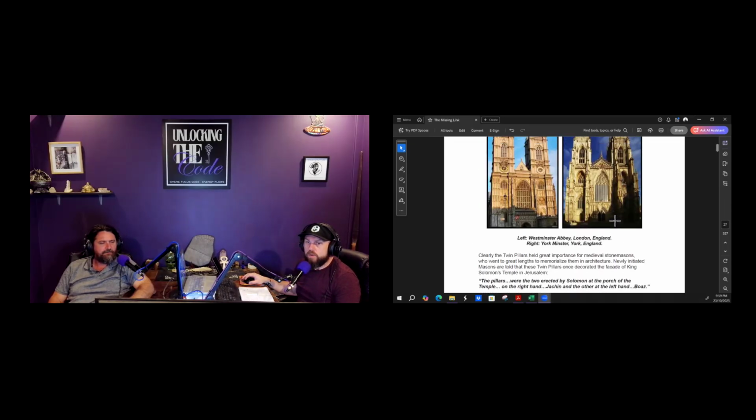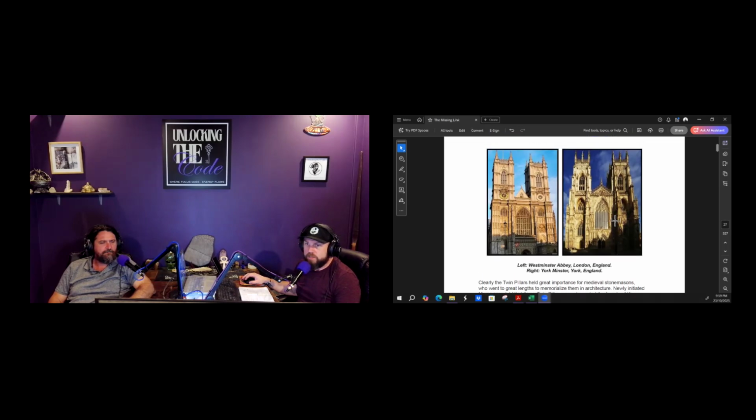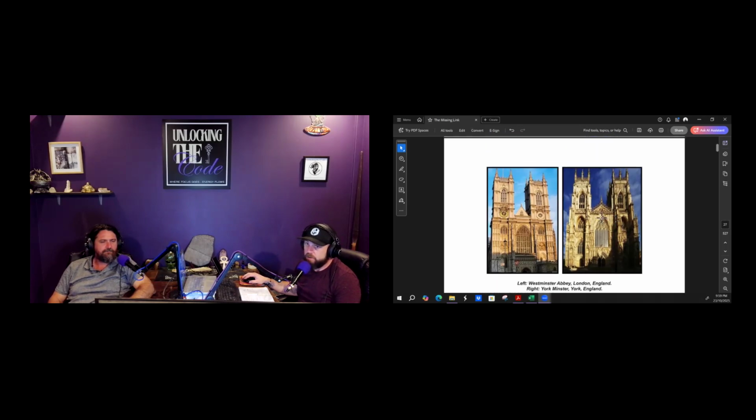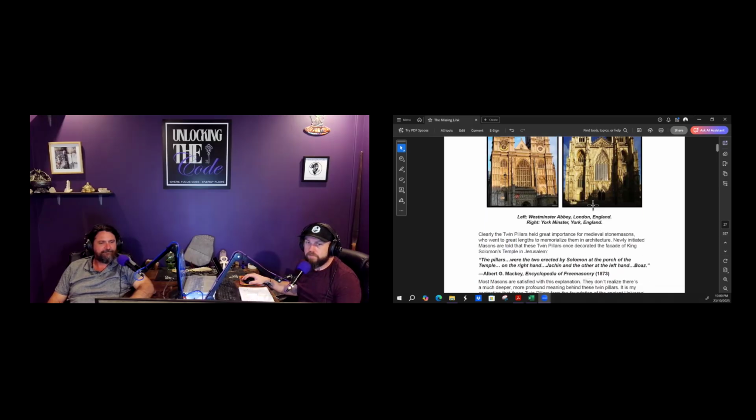We can see here Westminster Abbey and York Minster. York Minster is actually a bit more detailed, isn't it, than Westminster Abbey? Fascinating. Yeah, there's a bit more detail and a bit more ornate masonry on York Minster as opposed to Westminster Abbey. Very similar though. The two towers, you can definitely see the rose window, the triptych, the three windows, everything. It's all there. The silhouette's very much the same.